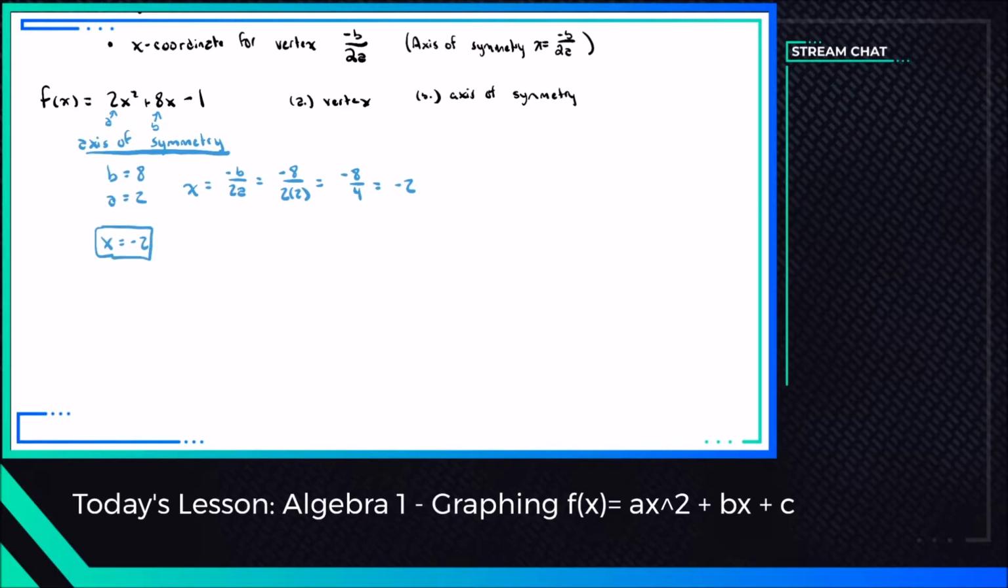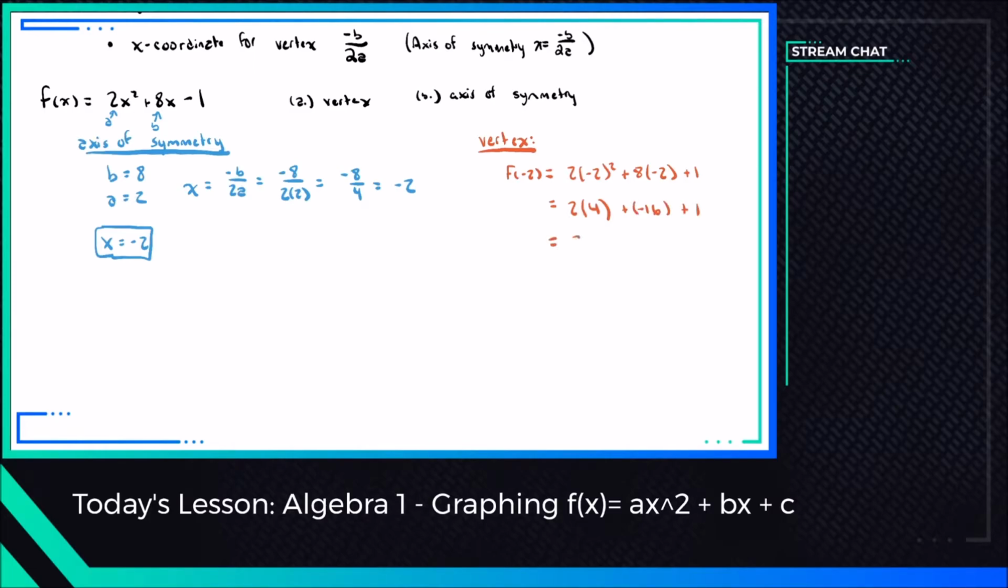Now with that information, we can find our vertex by plugging that x value of negative 2 into the equation. So f of negative 2 is going to equal 2 times negative 2 squared plus 8 times negative 2 minus 1. When we solve that, we will get the y-coordinate for our vertex. Notice we already have our x-coordinate. So that's 2 times negative 2 squared. Negative 2 squared is 4, plus negative 16 minus 1.